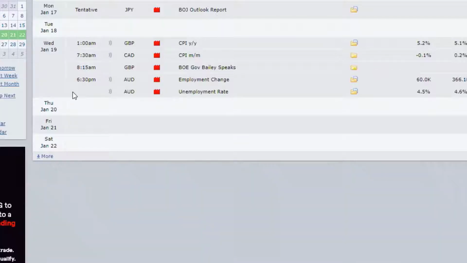That will be a busy day talking about this employment change and employment rate for Aussie dollars. And of course, Bank of England governor speaks by 8:15 on that same day, Wednesday. So it's going to be a busy day. Thursday and Friday, pretty much there is nothing. So now we're going to be diving deep into each analysis.